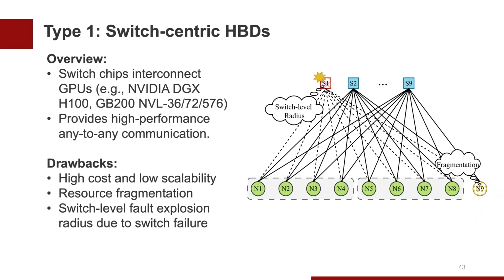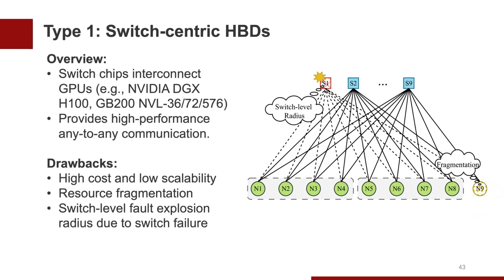Examples include NVIDIA DGX, GB200 and NVL series. This architecture utilizes switch chips to interconnect GPUs, providing high-performance any-to-any communication. However, this switch-centric HBD has several notable drawbacks. The first is that the extensive use of high-bandwidth switch chips and links leads to significantly high interconnect costs for the HBD, which limits scalability and contributes to severe resource fragmentation.